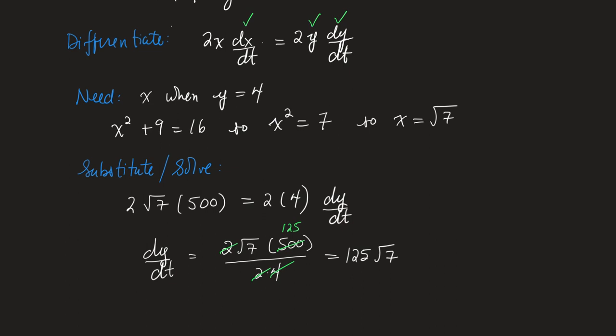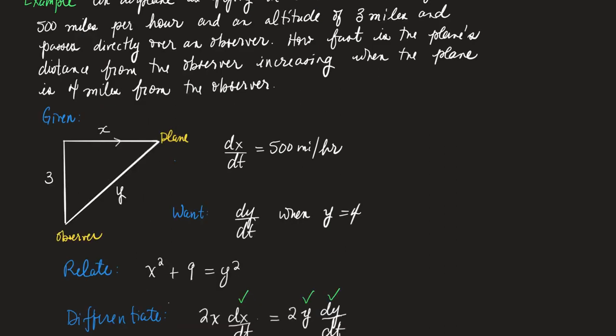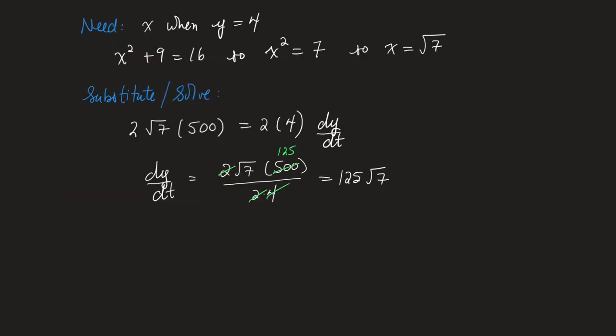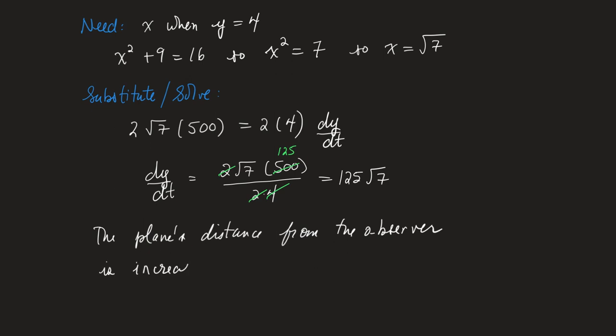Now let's go back and remind ourselves of what it was that we were trying to find, what our units are, etc. So we wanted to know how fast the plane's distance from the observer is increasing, and we're working in miles per hour. So we've got that, and so now we can just close off this problem. So the plane's distance from the observer is increasing at a rate of 125 root 7 miles per hour.